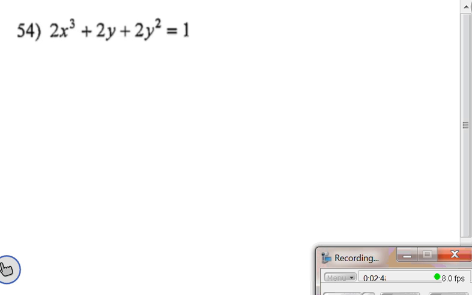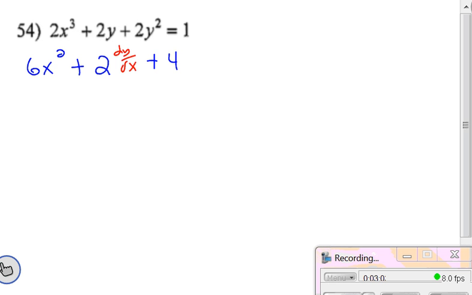Okay, 54, using implicit differentiation again. So let's do these one at a time. That's 6x squared plus 2. Got to write down dy dx here, because we're working on y, plus 4y, and we've got to do dy dx because we're working on y, taking the derivative of it, equals, people forget this, what's the derivative of 1? 0. Okay, don't forget that.